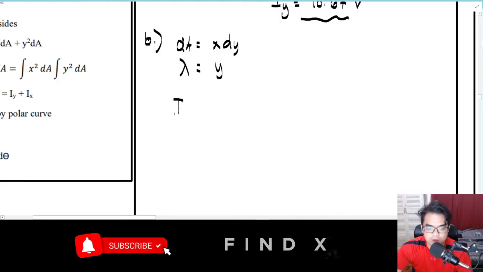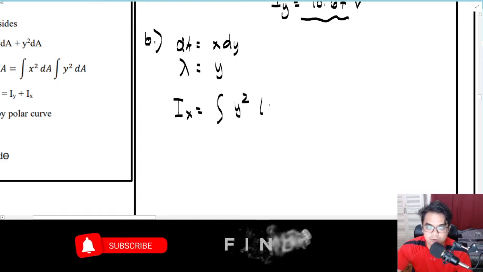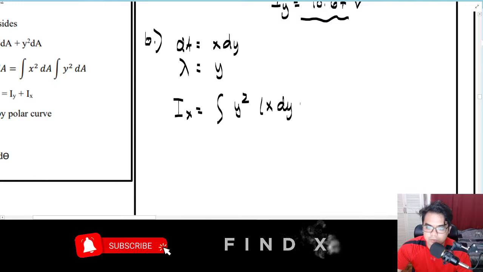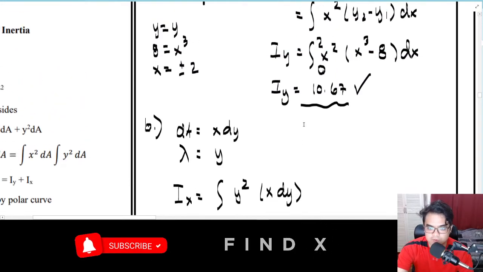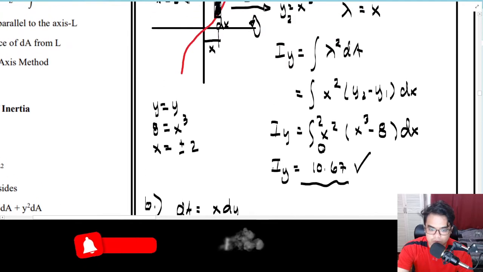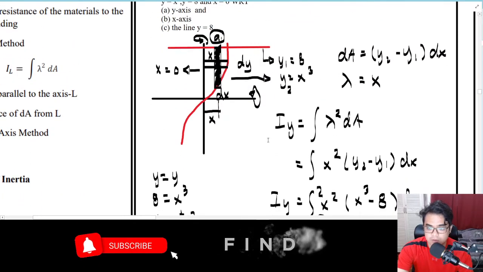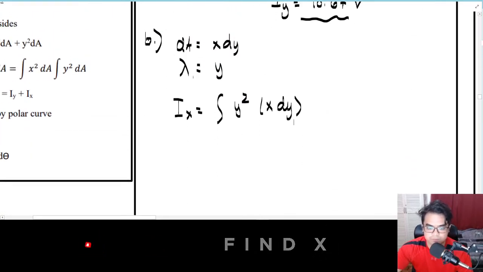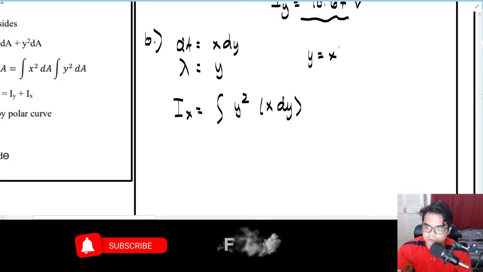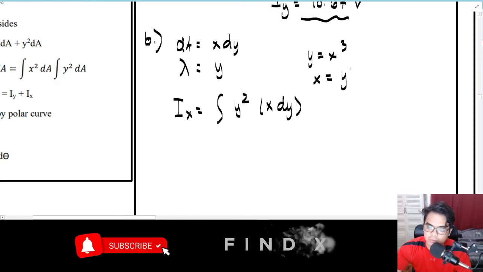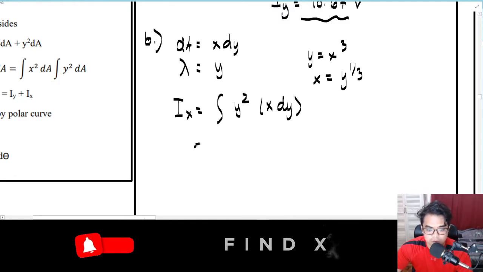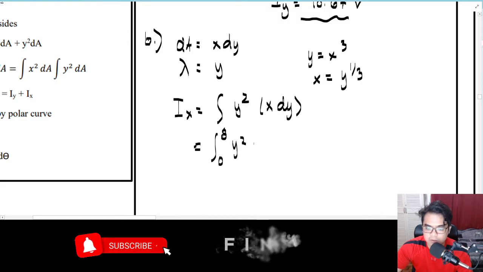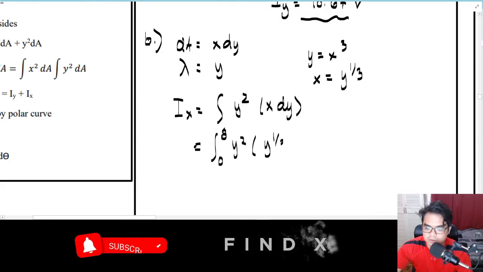Now, getting Ix equal to the integral of lambda, which is y squared, and then dA is equal to x dy. So what will be the value of x? Okay. So we'll be getting this one. So y is equal to x cubed, therefore we can say that x is equal to y raised to 1/3. Okay. So the integral of that is 0 to 8, right? And then y squared times x, which is y raised to 1/3, dy.